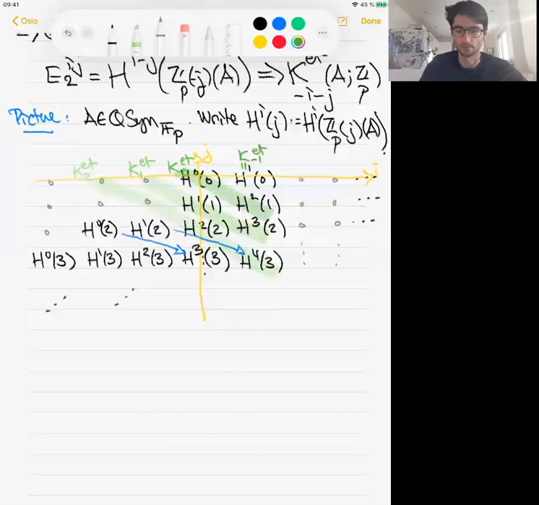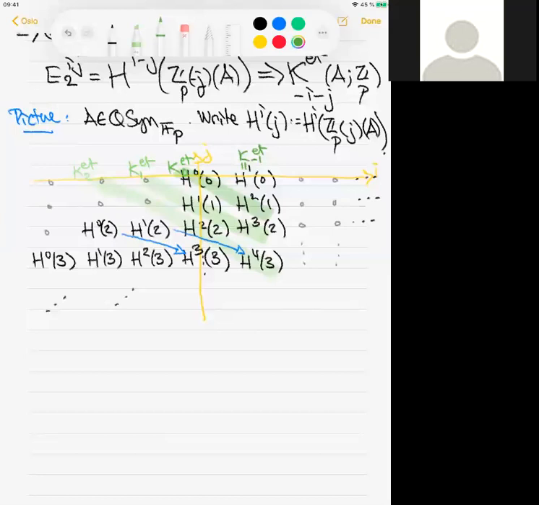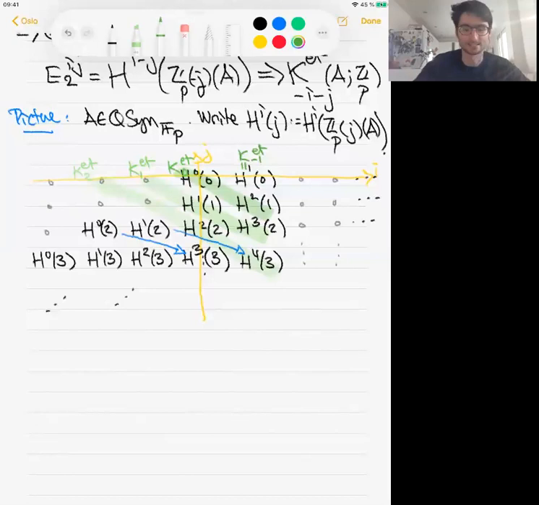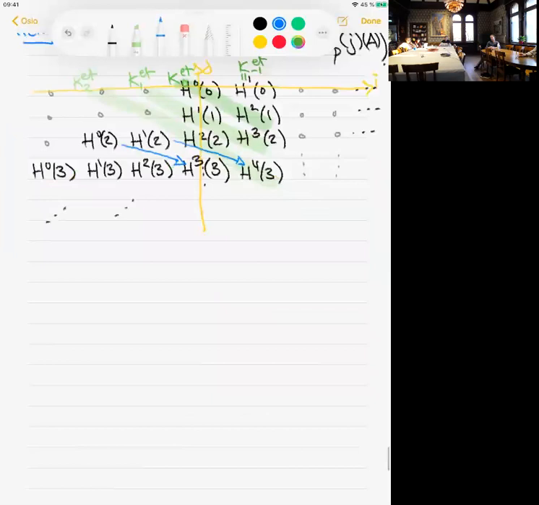Is there a comparison map from the usual spectral sequence for ordinary K-theory to this? For ordinary, you mean for non-étale? Yes. So I'm going to be answering all these questions in a moment. So let me start answering them right now. So some properties. I want to tell you various things about this.